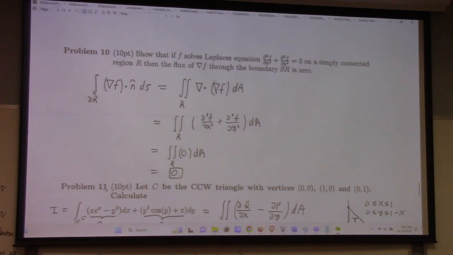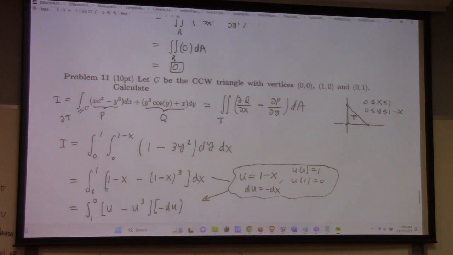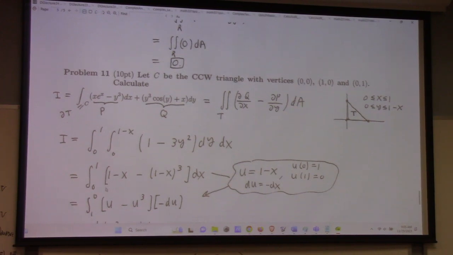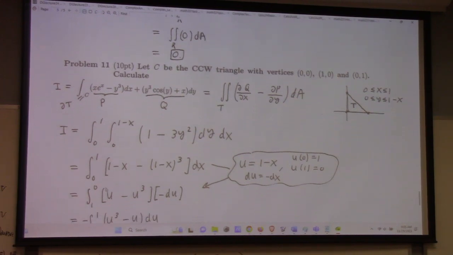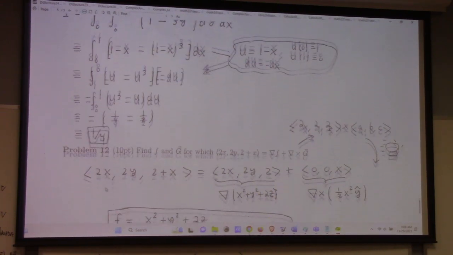So this is something you could do. You just have to use the divergence form of Green's theorem to solve this problem. All right, that's what this is. It's applying the divergence form of Green's theorem. And this one is just a plain old Green's theorem problem, but you actually have to set up the integral, type 1 or 2 or whatever, work it out.